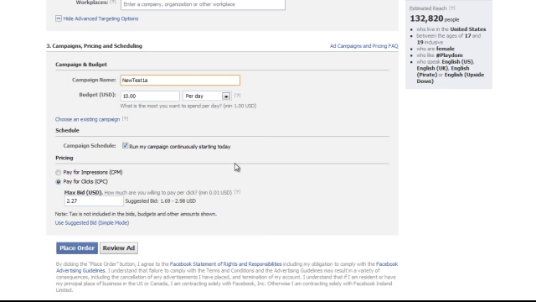I always put run continuously starting today, because you can always go back and pause it. You can pause individual campaigns under this umbrella, or you can pause the whole thing.